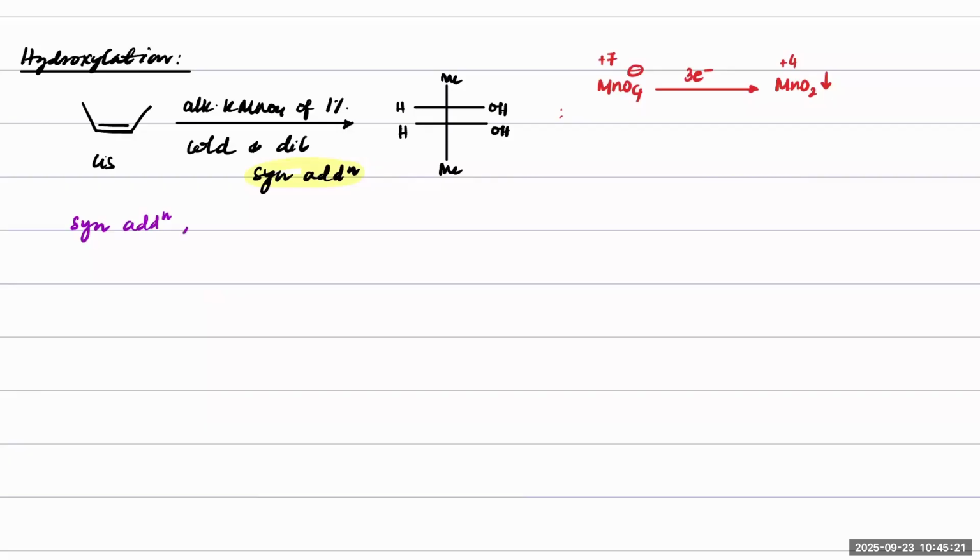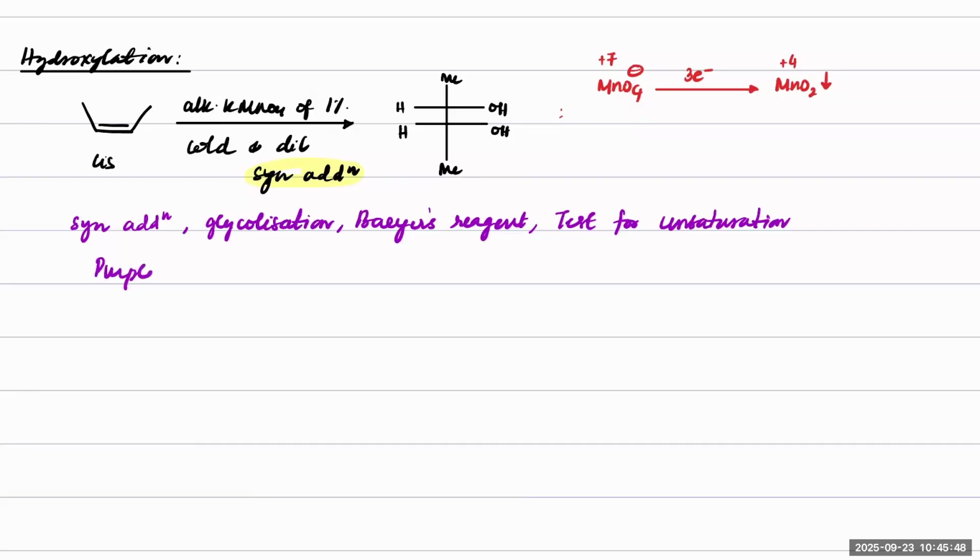Next, this is also known as glycolization, because you're making it in glycol form. This is called Baeyer's reagent. It is used for test for unsaturation. Clear? The color change is from purple to brown. Purple to brown. Okay.